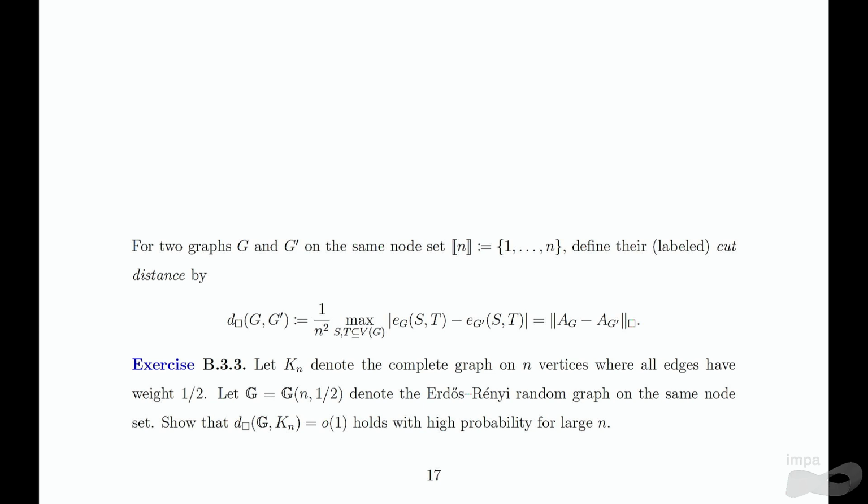Now for this notion, we can think about a complete graph on n vertices, and let's prescribe that the edge weights are 1/2. We can consider the traditional Erdős-Rényi random graph with edge probability 1/2, still on n nodes. The exercise is to show that the cut distance between this random graph and the complete graph on n vertices goes to 0 with high probability for large n.